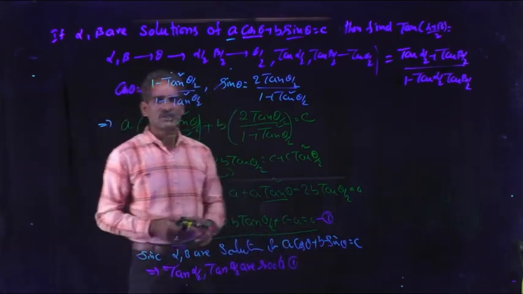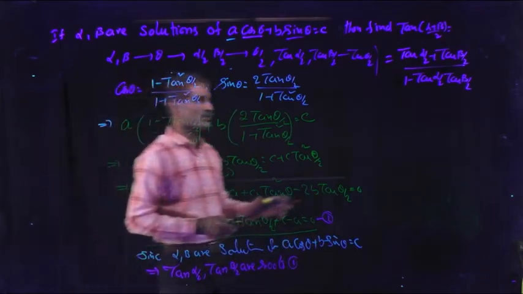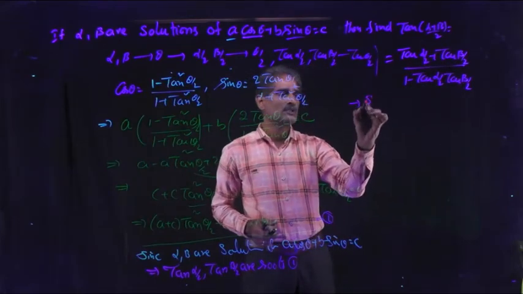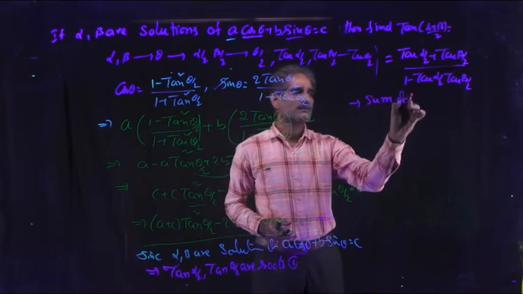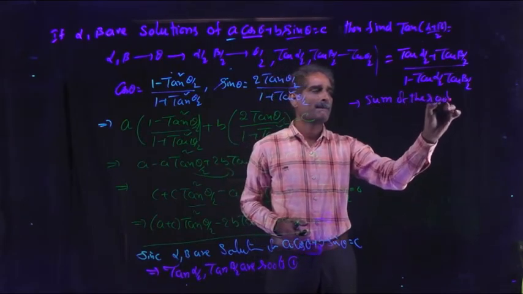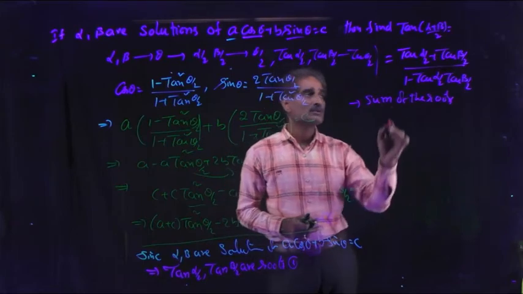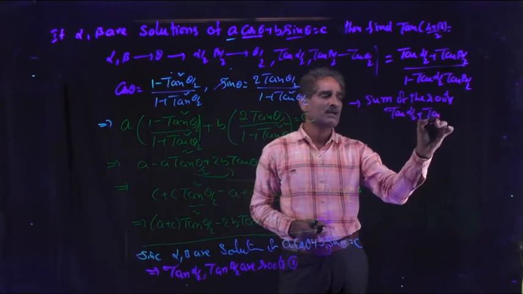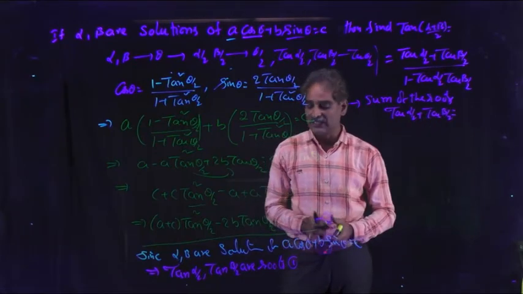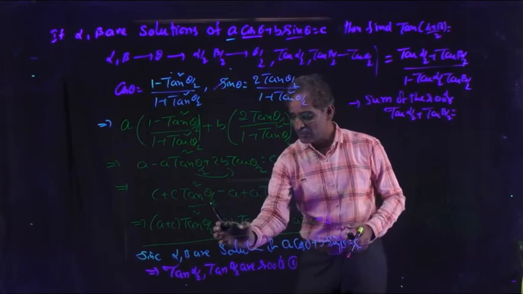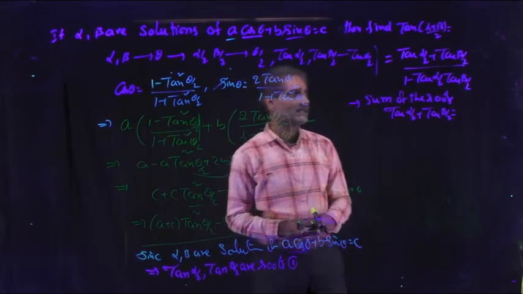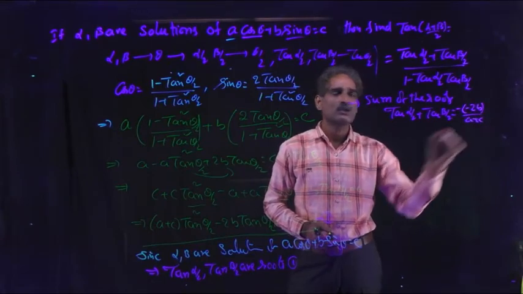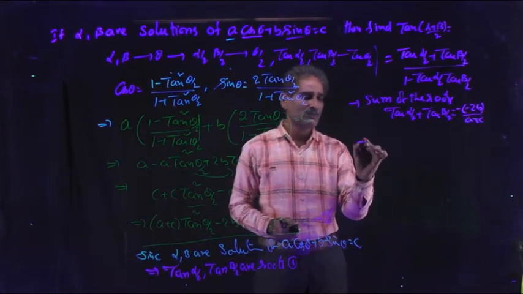Now by using the sum of the roots and product of roots we can find these two expressions. The sum of the roots: tan alpha by 2 plus tan beta by 2 is equal to minus b by a, that means minus of minus 2b by a plus c, which is 2b by a plus c.